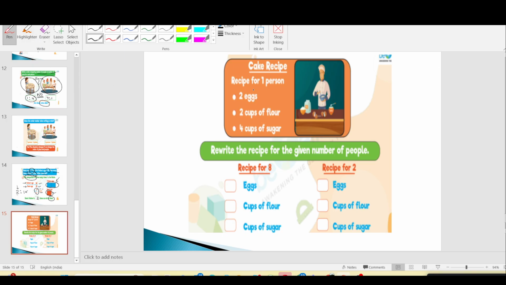Yeah, let's see this question. There is a recipe for cake. Recipe for one person is this: 2 eggs, 2 cups of flour and 4 cups of sugar. It says rewrite the recipe for the given number of people. So recipe for 8 people. Let's start with 2 people, okay? If this is for one person, how many eggs would be required for 2 people?